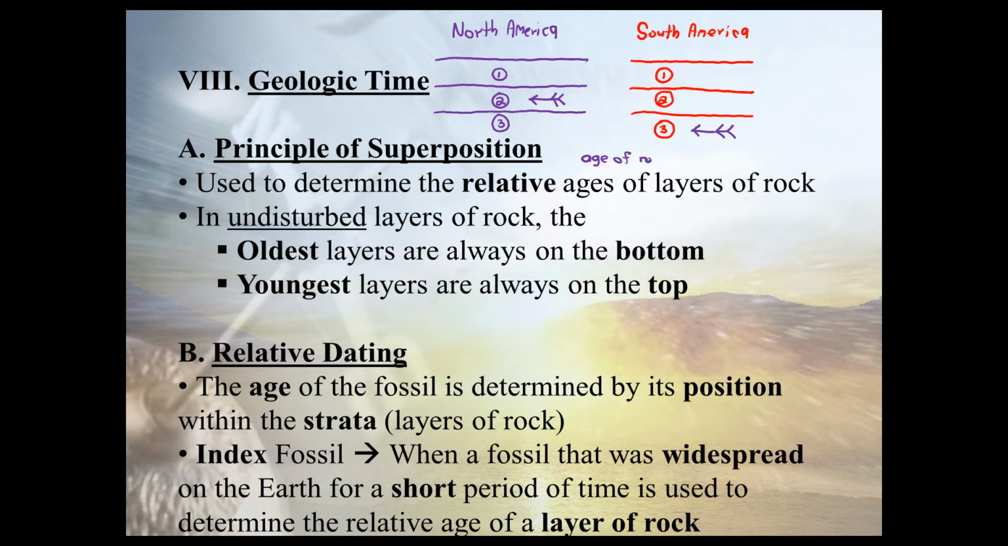2 would be equal, well, roughly equal, probably not perfectly equal, but roughly equal to the age of rock layer 3. So I'm using where I find the index fossil to make a comparison as to how old these rock layers are. And that's what an index fossil is.